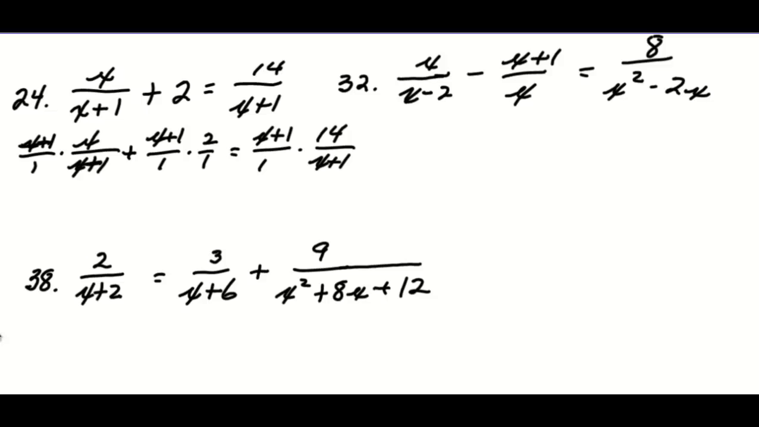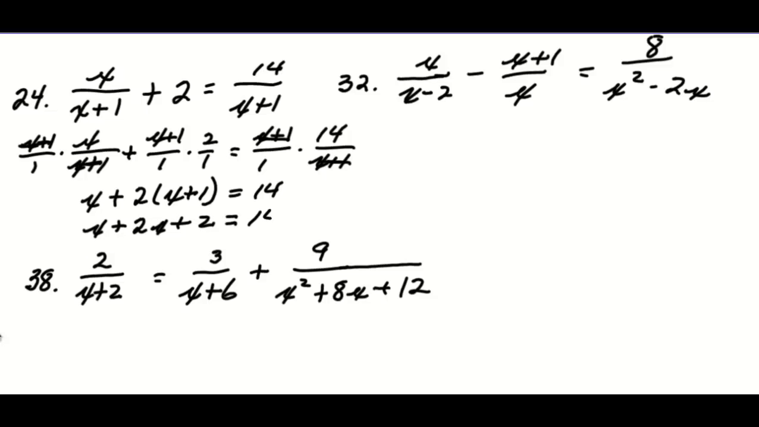and in the first case these two cancel out and all we have left is x. In the second case what we have is 2 times that quantity, x plus 1. That's one of the things you have to remember. You're multiplying that 2 times the quantity, x plus 1. And then in the last case, cancel out the numerator and denominator, we get 14. Now what we get is x plus 2x plus 2 equals 14.